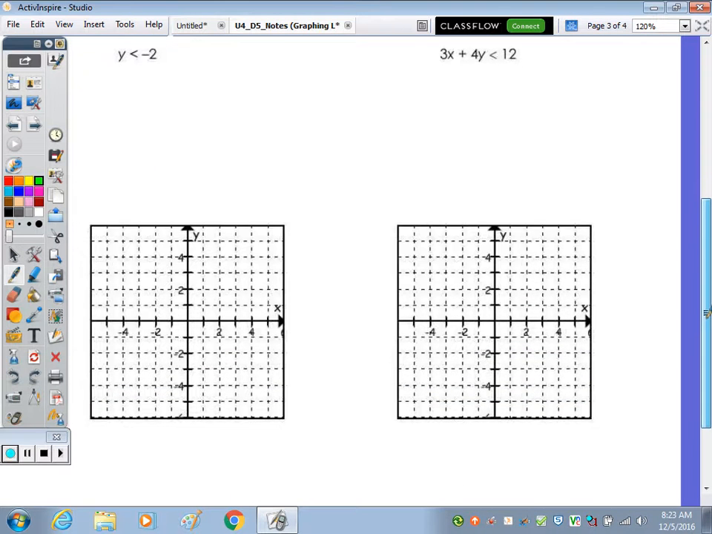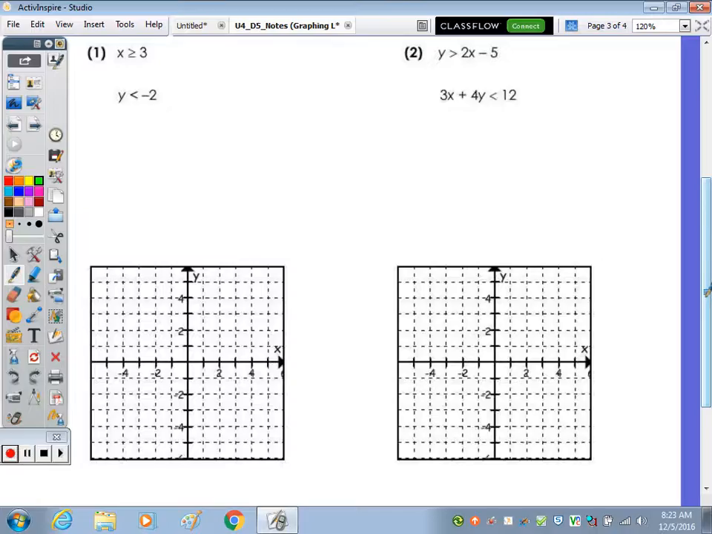So let's go down to the graph. I'm going to do x greater than or equal to 3 in green, okay? And that's going to be a solid line because of the equal to. So x equals 3 is a vertical line. I'm going to draw the vertical line through an x-intercept of 3. And that is solid because it's equal to. So it's all the points that are on that line and greater than. Greater than's to the right. So I'm going to label first x greater than or equal to 3. And then I'm going to shade.